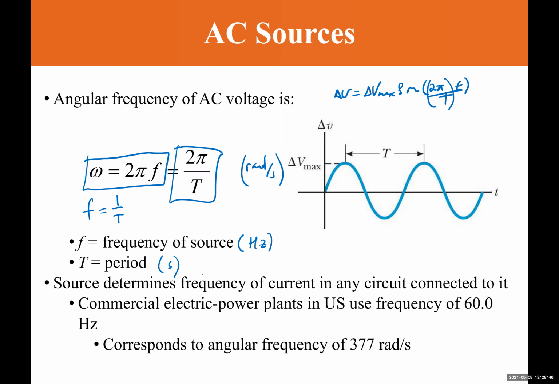All right, so you can see that, for example, the source determines the frequency of current in any circuit connected to it. One of the things we have here is the electric power plant in the US uses a frequency of 60 hertz. So generally, 60 hertz is kind of the standard in the US. And this corresponds to an angular frequency of 377 radians per second. That means if you do 2 times pi times 60 hertz, then you will get 377 radians per second.